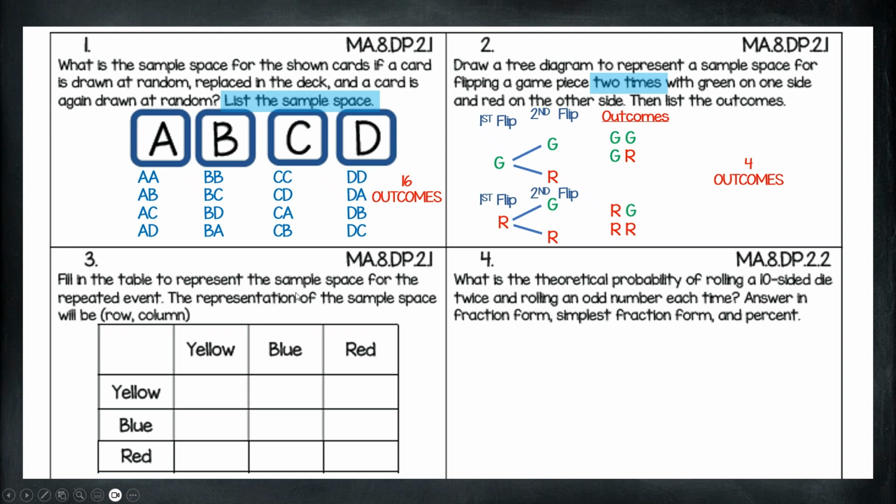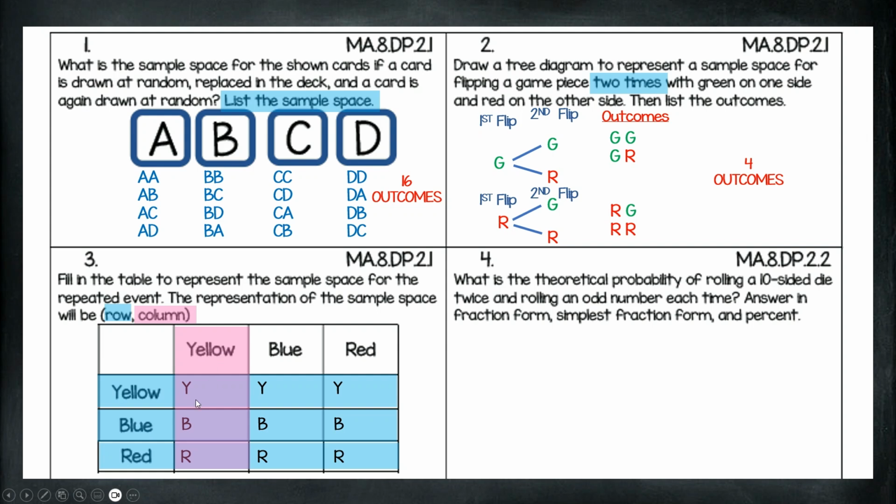Fill in the table to represent the sample space for the repeated event. The representation of the sample space will be row. So your rows are what go across horizontally. And then you're going to list the columns. So the second letter that you should list would be the ones coming from the columns, which go up and down or vertical.